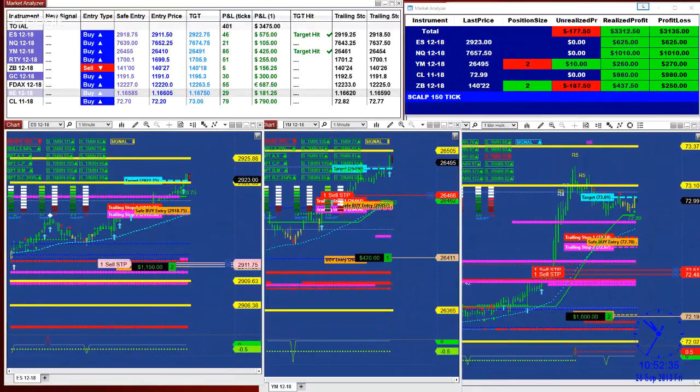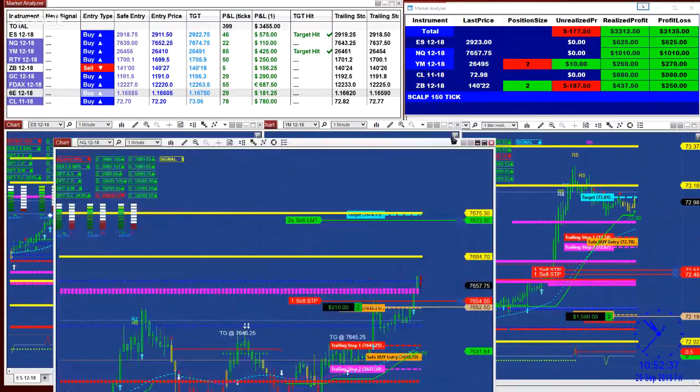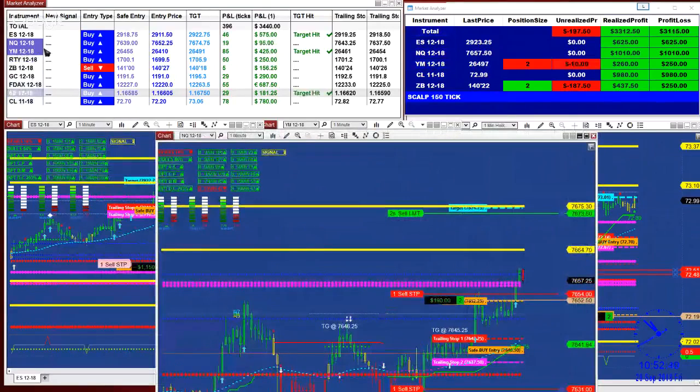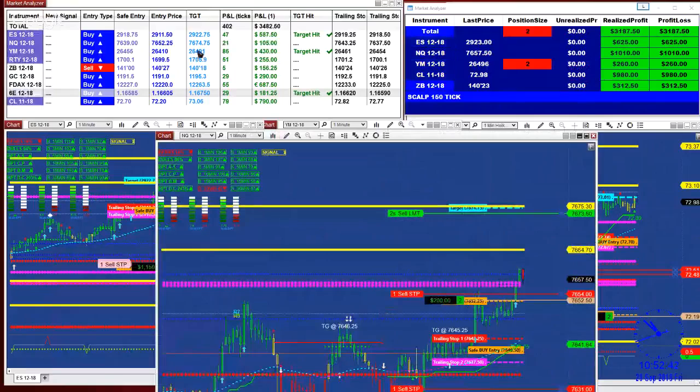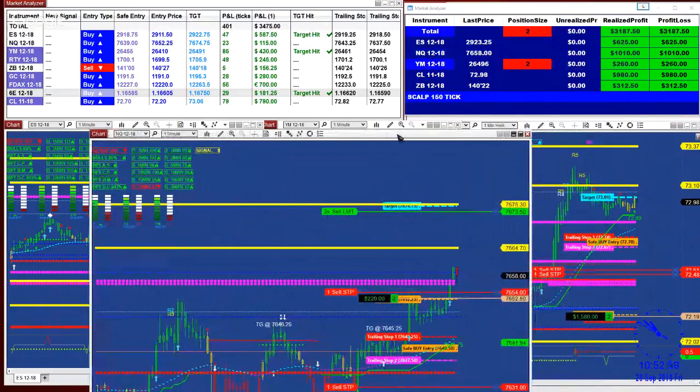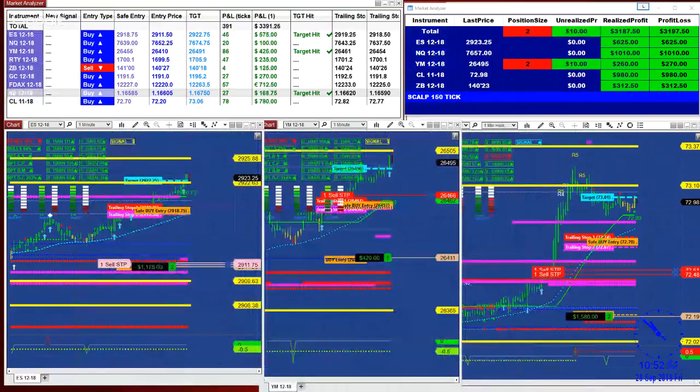Right now we have 400 ticks. The last signal we called was the NASDAQ. We gave you the numbers, entry price, everything. And right now we are 398 ticks into the plus, a total of 3,475 based on one contract.